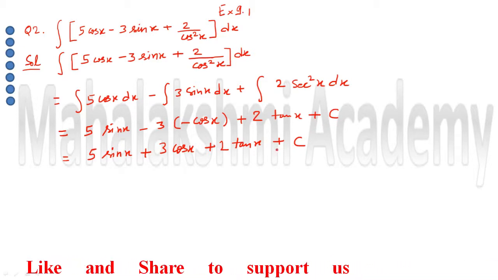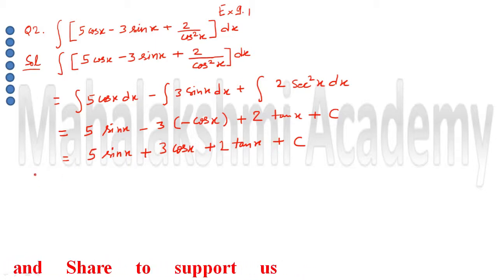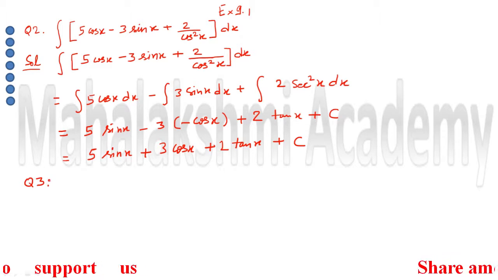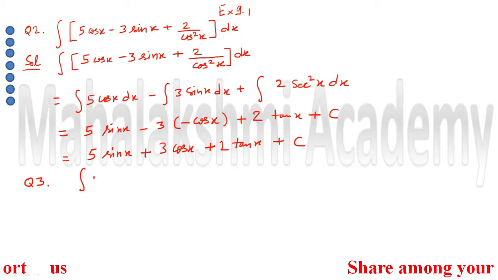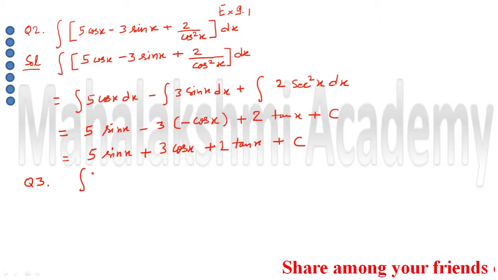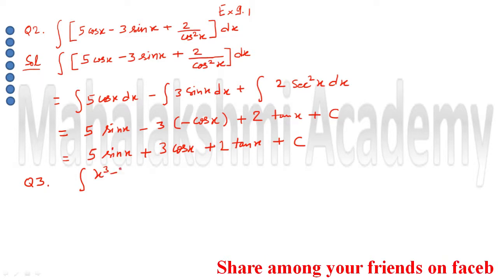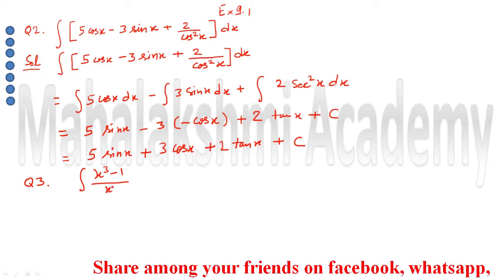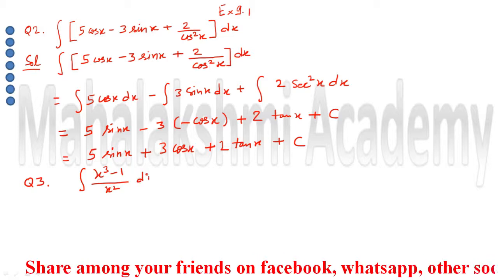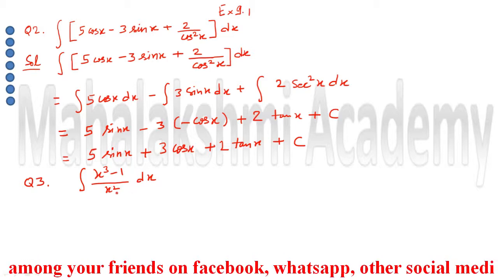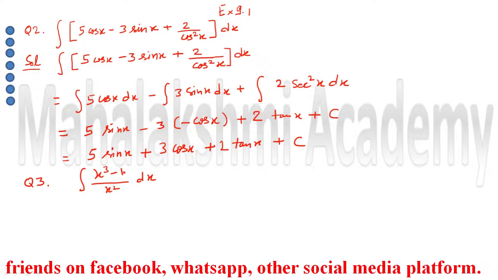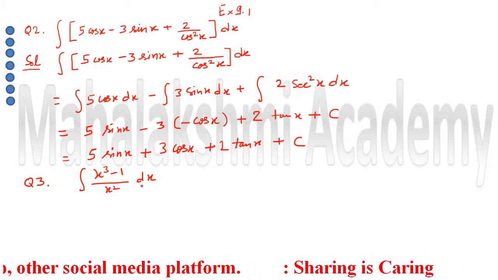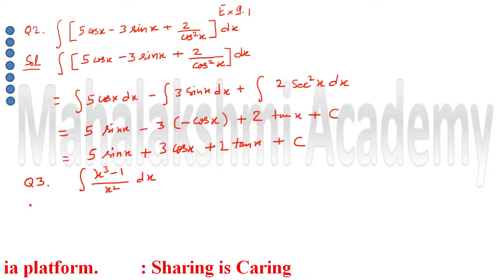Now we'll move to question number 3 of the same exercise. Question 3: we have to integrate (x cube minus 1) whole divided by x square with respect to x. So how to read it? Integration of (x cube minus 1) divided by x square with respect to x. So we have to solve this.